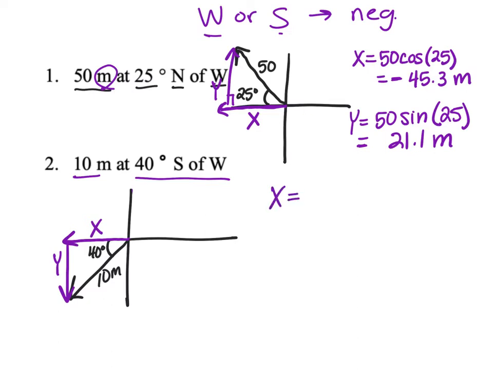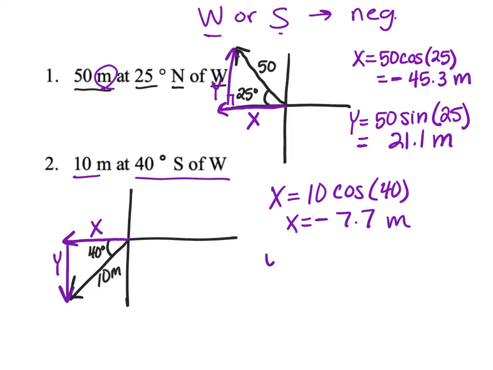So for X, the X is adjacent. We know that because it's touching that 40 degrees. So X is going to be our hypotenuse of 10 times cosine of 40. And when we type that in the calculator, we are going to get 7.7. And now we want to look, is X going east or west? In this case, X is pointing west. So we do want to make our X component negative to tell us that we are going west.